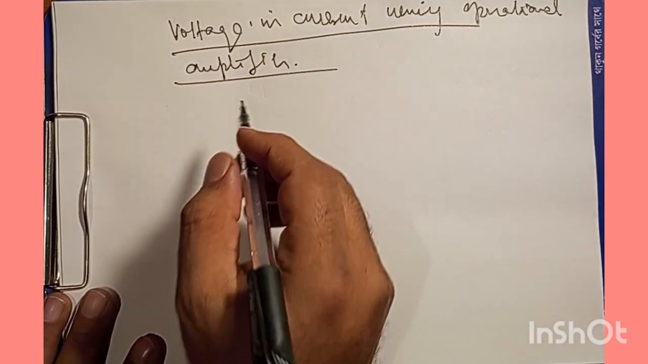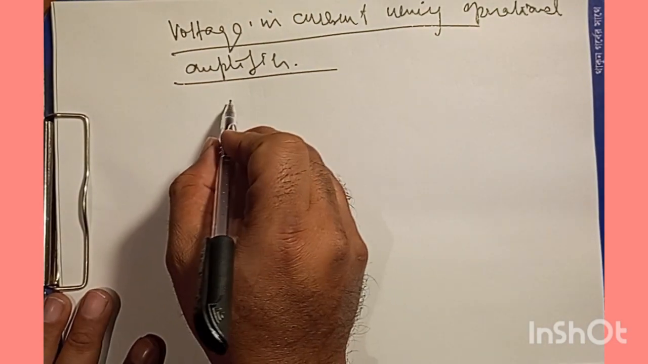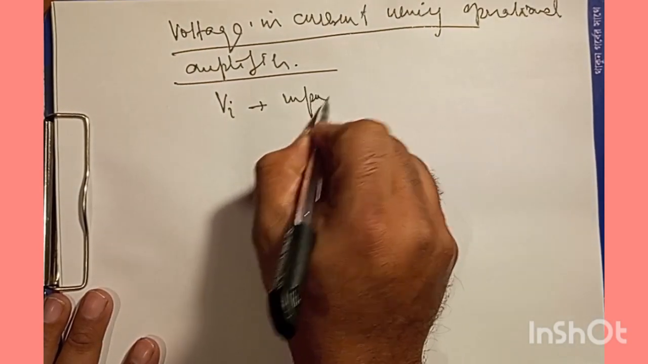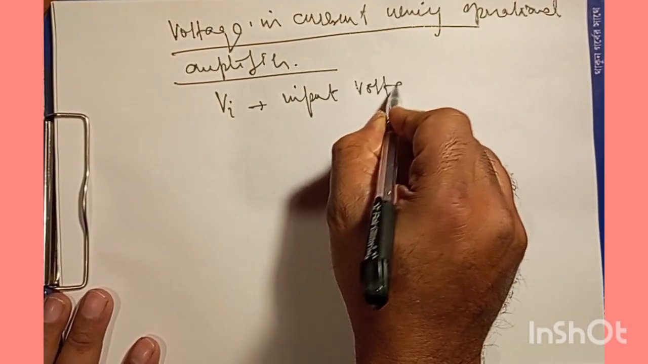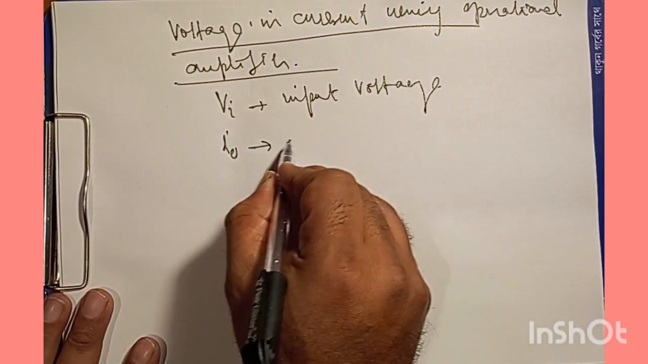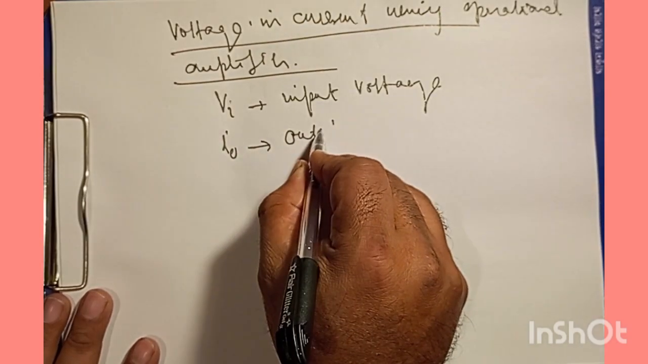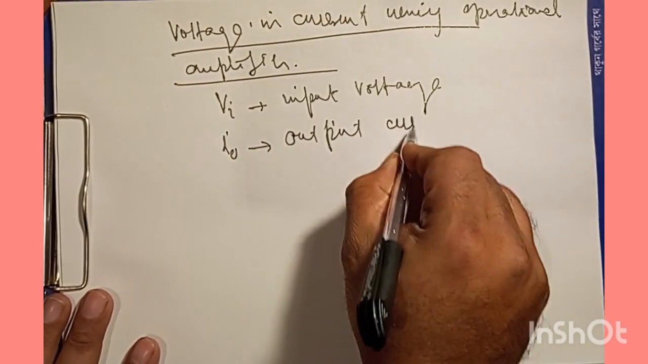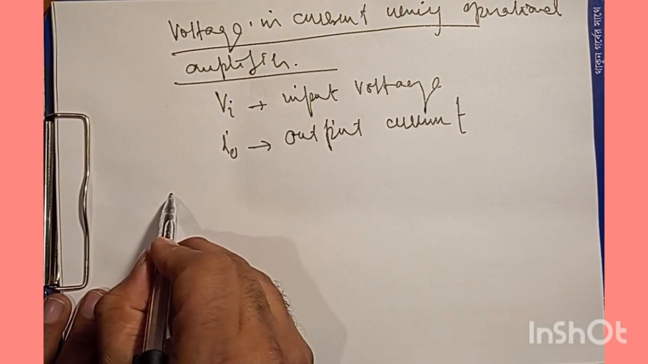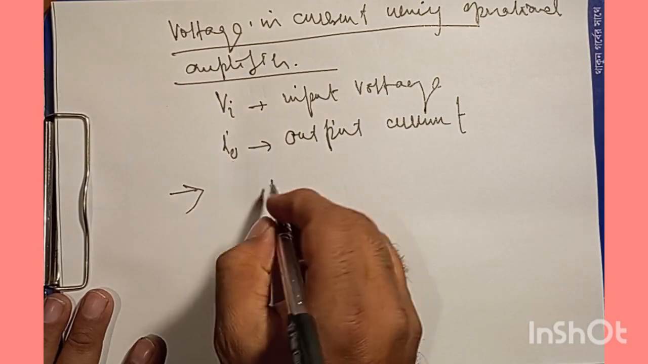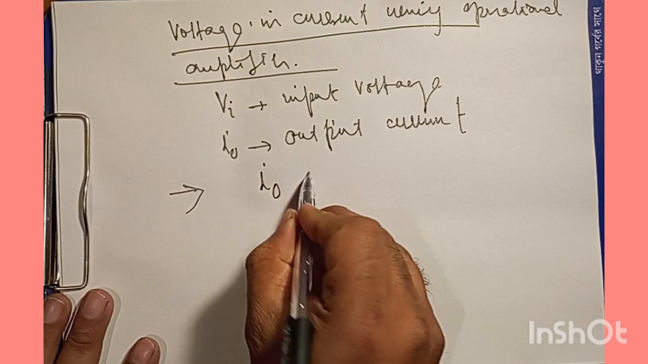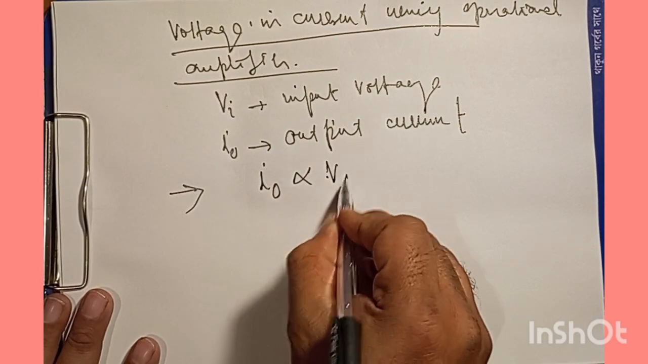So, if I assume that Vi is the input voltage and I/O is the output current, then the output current should be proportional to the input voltage.